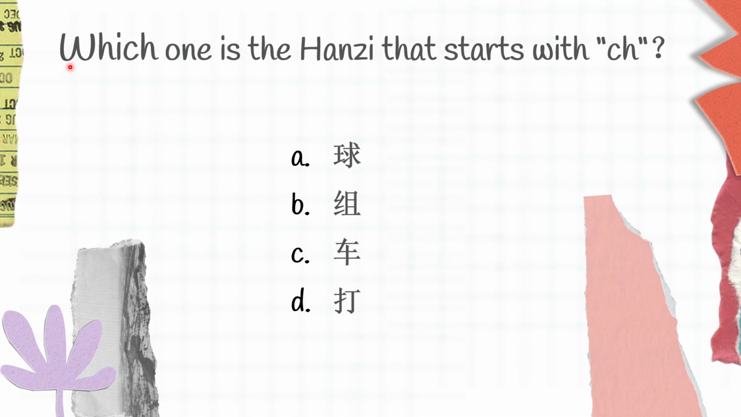Another question here. Which one is the answer that starts with these letters? You can try to guess first. If you cannot remember, it doesn't matter. Just try. A is cho, B is pu, C is che, and D is ta. And the correct answer for this question is C.